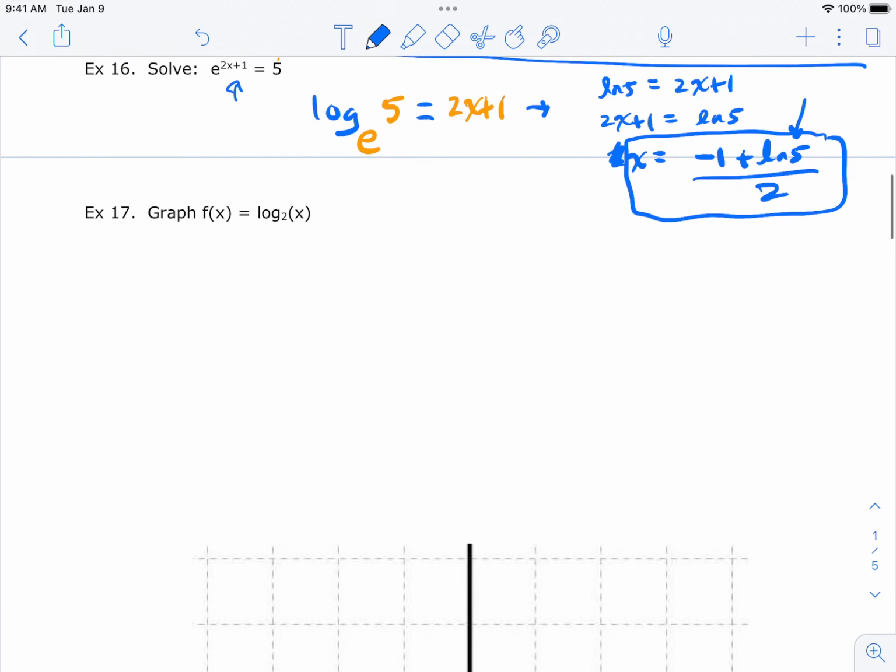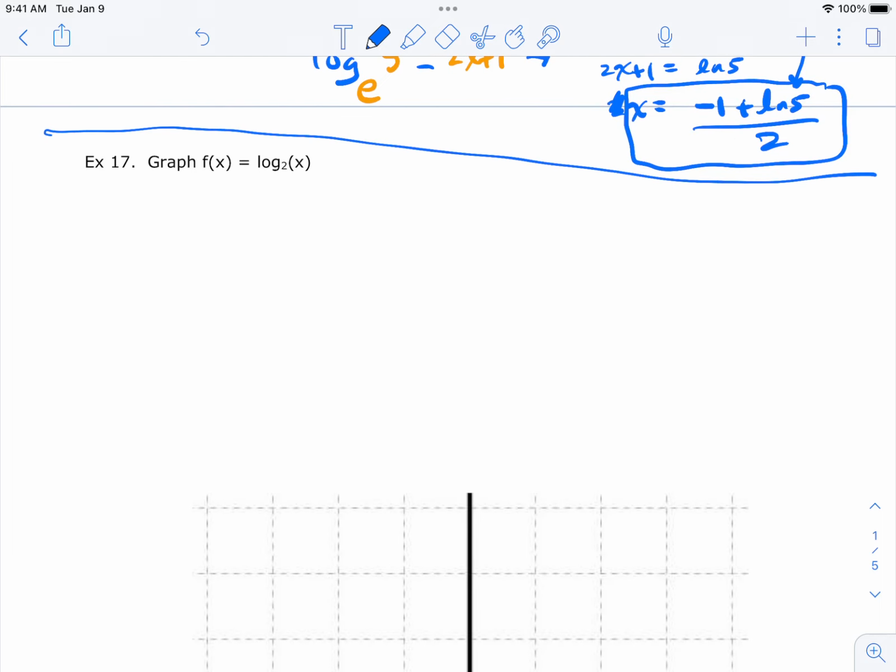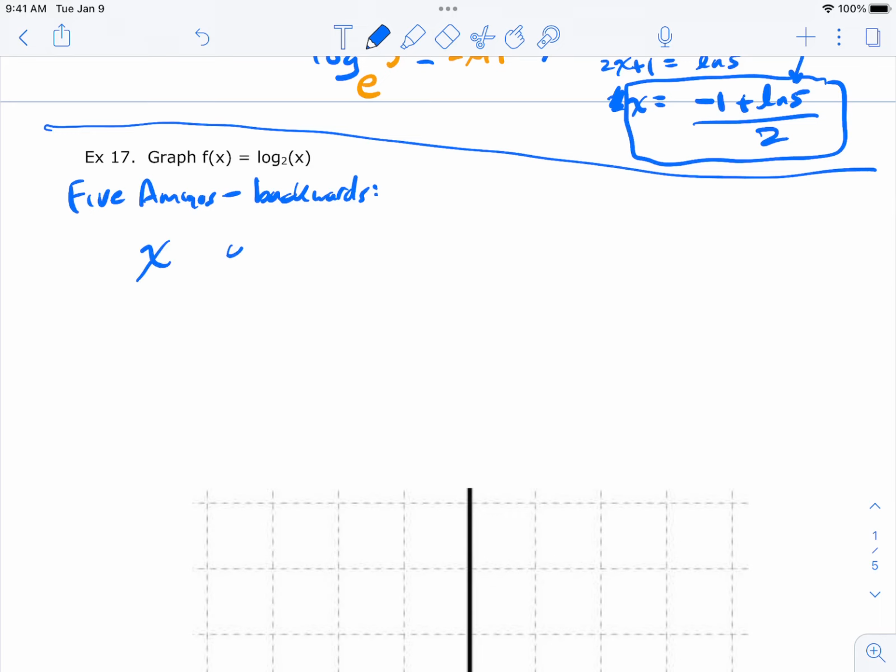Now we should graph these things. How does the graph of a logarithm function compare to the graph of an exponential function, or to anything else for that matter? So, believe it or not, I'm going to bring back the 5 amigos, but I'm going to do it backwards. Okay, what am I talking about? Here's my x, here's my y, right?